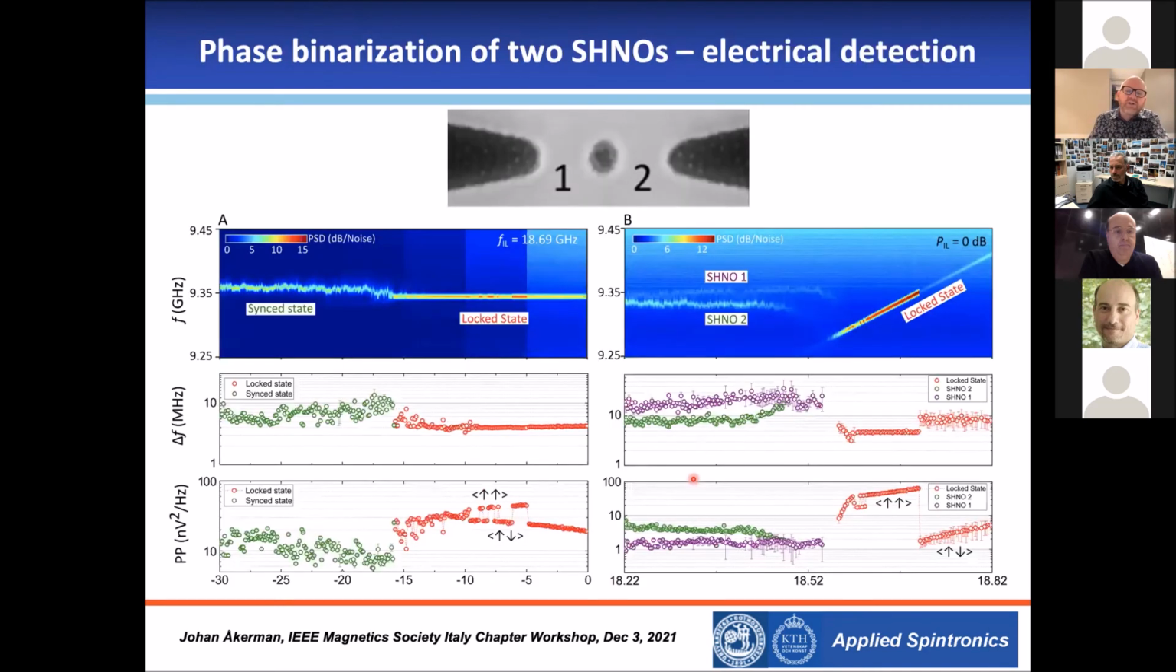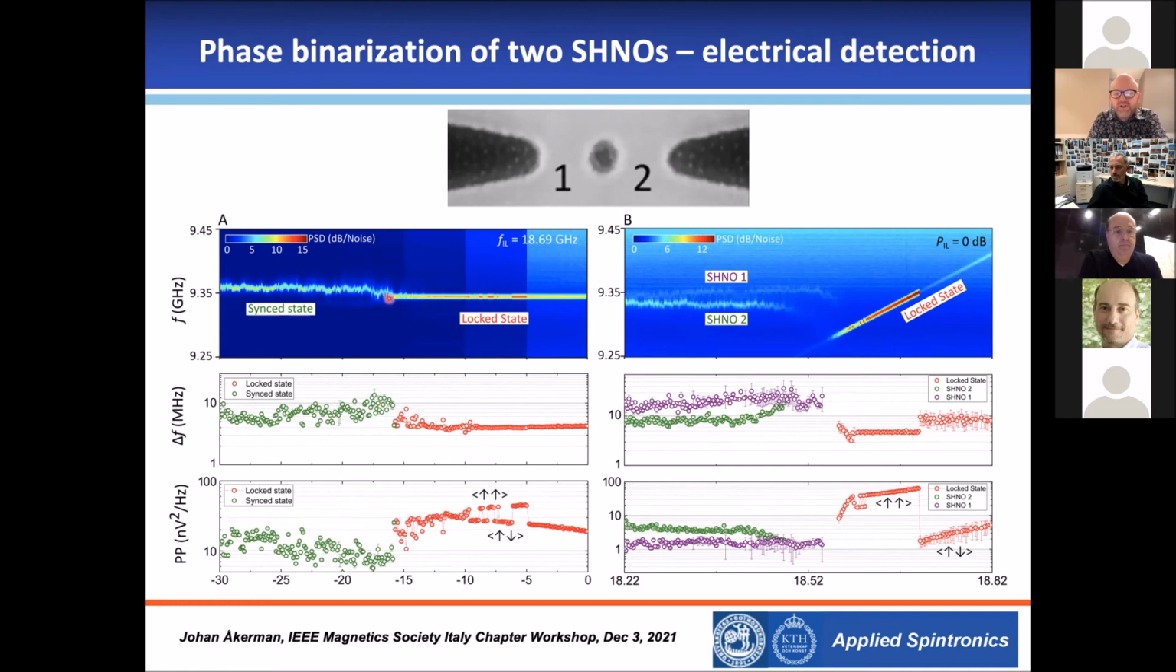We started with 1x2 arrays, so we just have two oscillators in parallel. We injection lock them with twice the frequency. They start out in a synced state, and it just means that they are mutually synchronized to each other, and they are relatively in phase, I would say. But they might have some relative phase with each other, which we cannot really determine or measure right here.